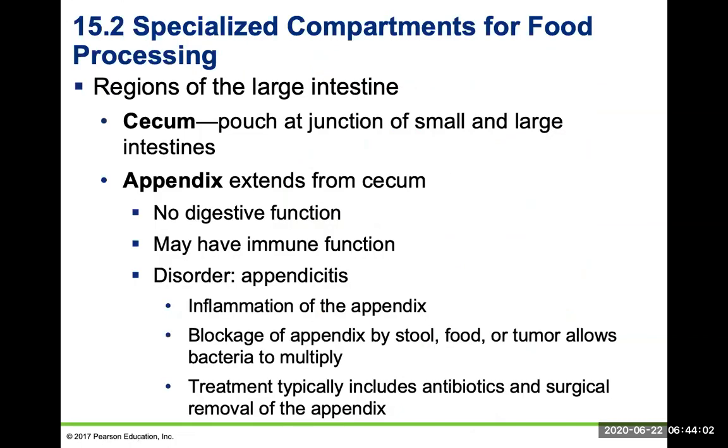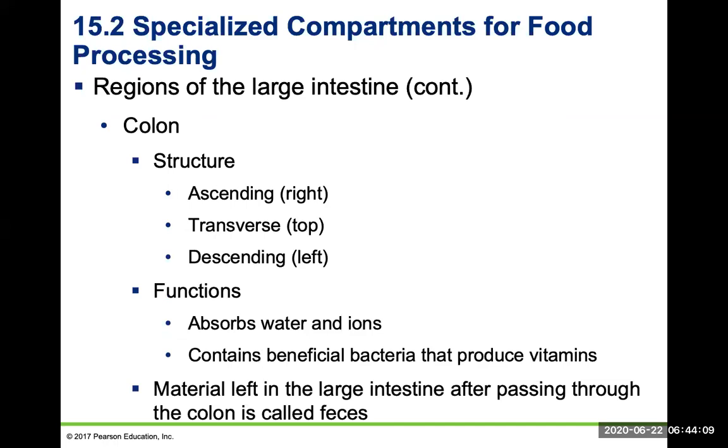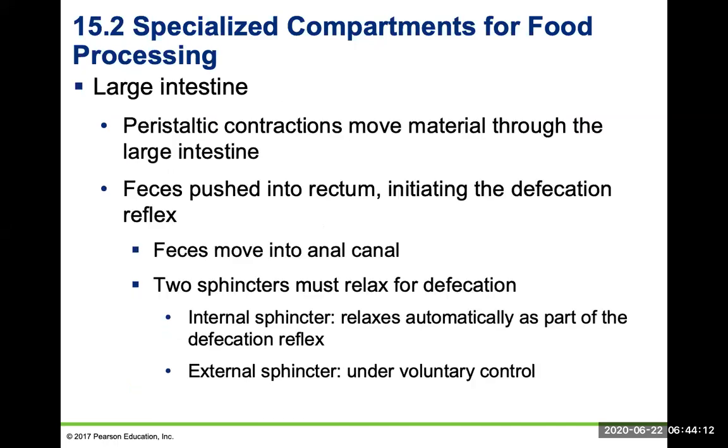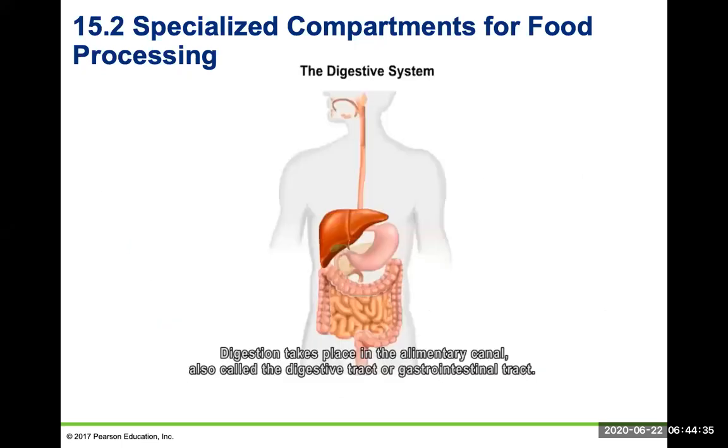So here's kind of the regions, talking about appendicitis, inflammation of the appendix, the colon, the functions of the colon, and how material passes through. In the large intestine, you get peristaltic contractions that move the material through. The feces are the medically correct terminology to refer to number 2, or the waste, and they move into the anal canal, and you have sphincters that relax for defecation, and defecation is the medically correct term for going number 2 or eliminating that waste.